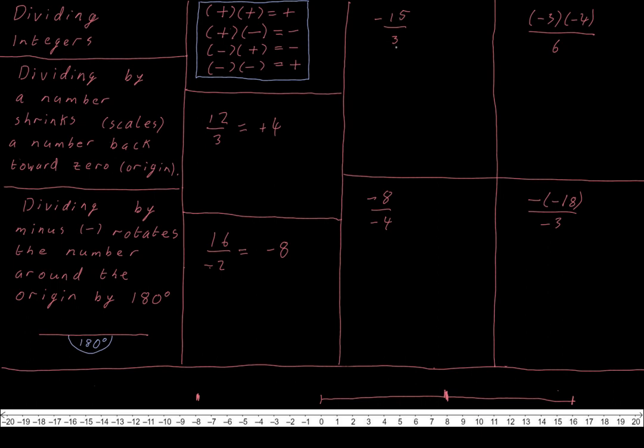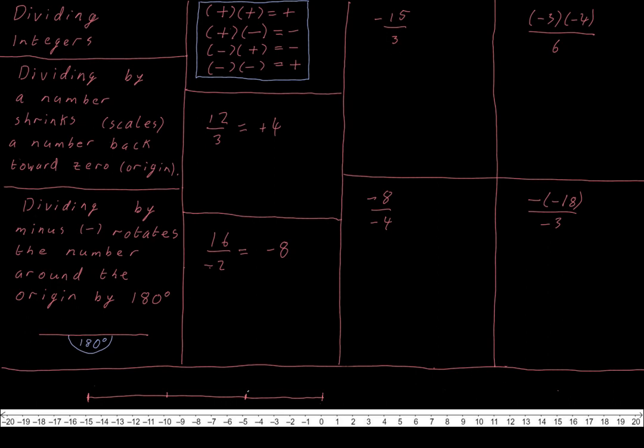Now I have minus 15 divided by 3. So how are we going to do that? Well, we're going to start off minus 15 units away from our origin, from 0. And we're going to break that up into 3 pieces. 3 equal pieces, and we're on a third. We've gone 1/3 of the way.